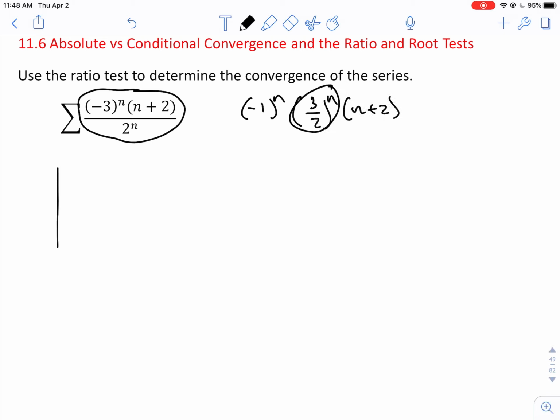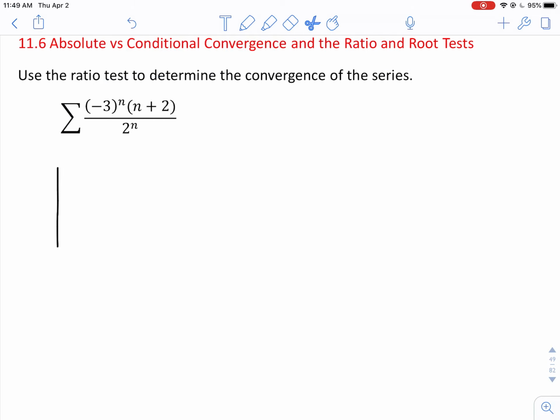This is a growing geometric series. 3 halves, the higher powers. 3 halves is more than 1, so this is getting bigger and bigger, and then we have it alternating. This is going to be a divergent series because the sequence is not going to 0. This sequence is not going to 0, therefore this diverges by the divergence test.